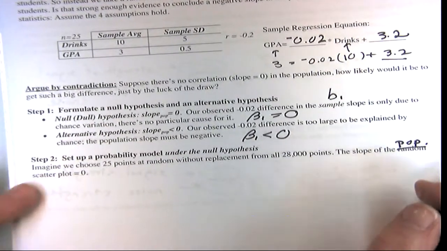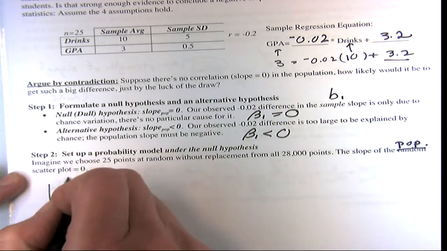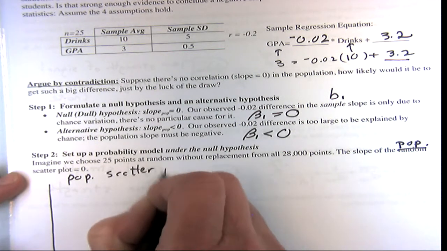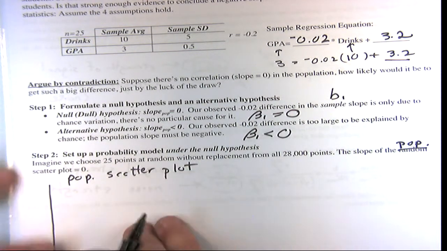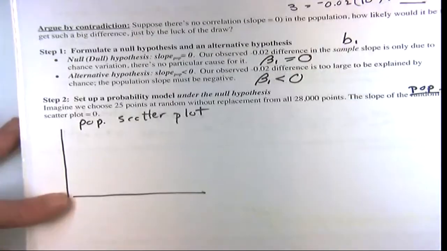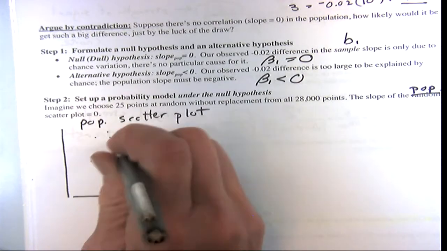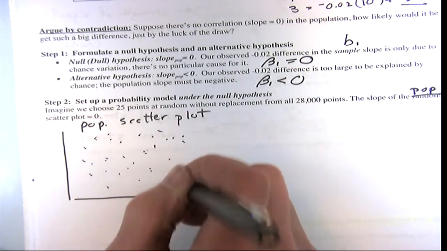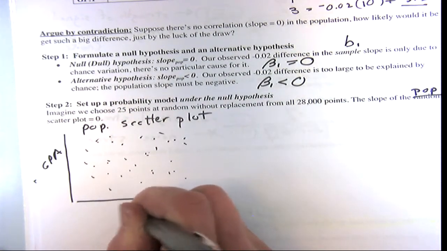So we'll just do our usual. We have this population scatter plot, and this time it has all 28,000 students. Sometimes you don't know how many, and people just call it an imaginary population. But it has a ton of these, representing 1 point for every student in the whole population. And you've got your GPA here, and you've got your drinks here.